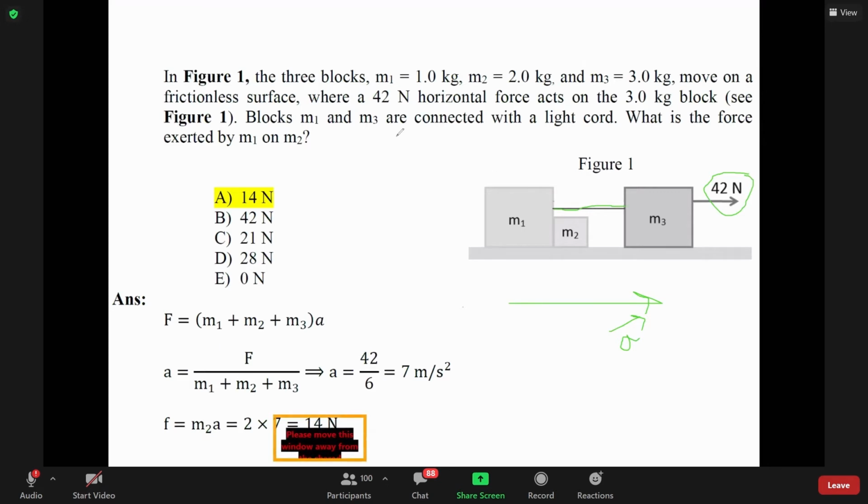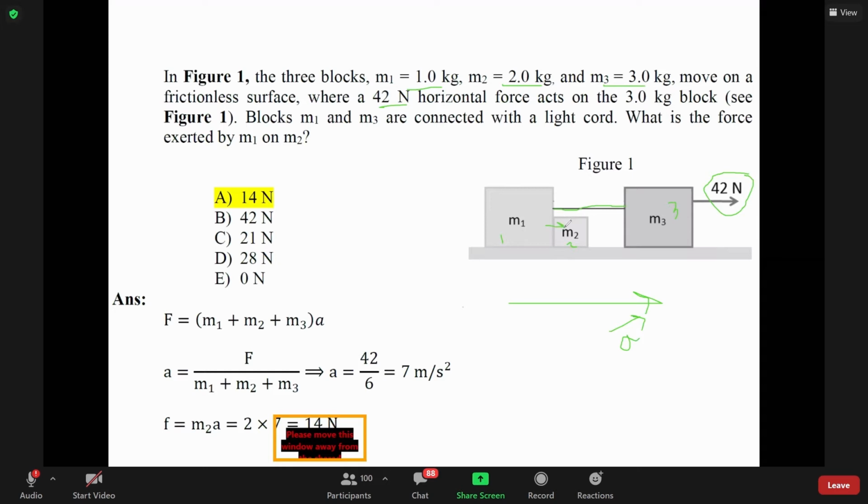So he said the force is 42, the mass M1 is 1 kilogram, mass 2 is 2 kilogram, mass 3 is 3 kilogram, and a horizontal force acts on this, which means this is the 3 kilogram, this is 1 kilogram, this is 2 kilogram, although they make one big and the other small. That's okay, but that doesn't mean anything. Sometimes a big block is made of wool or wood, and a small block made of iron, so it has more mass. Blocks M1 and M3 are connected with a light cord. What is the force exerted by M1 on M2?